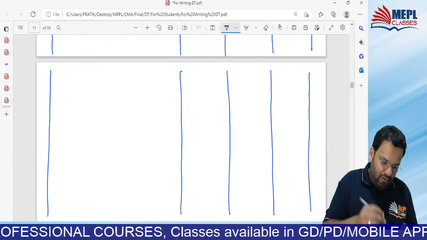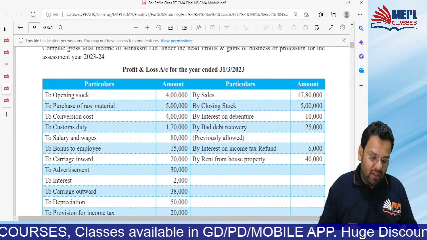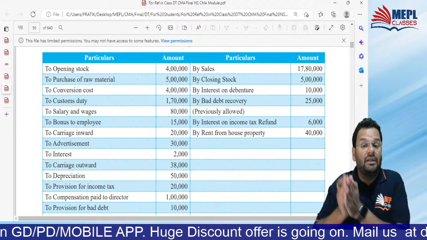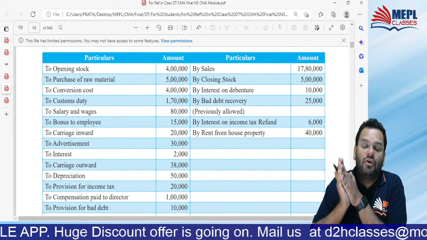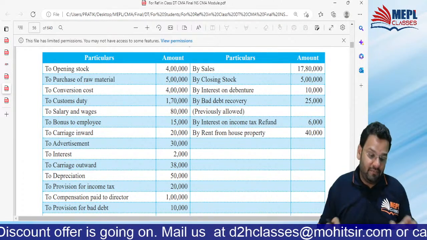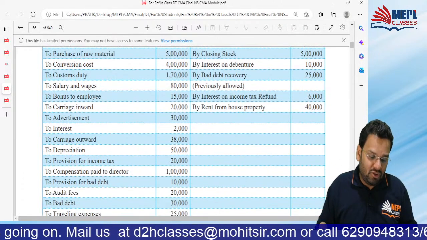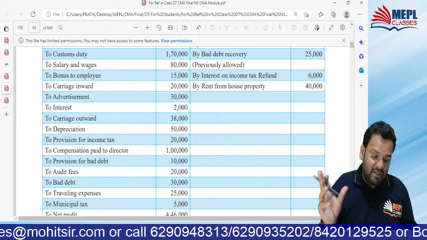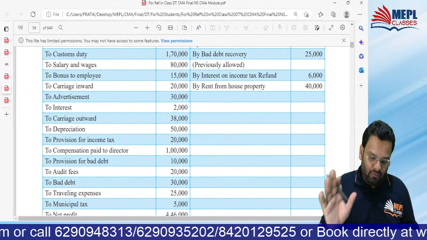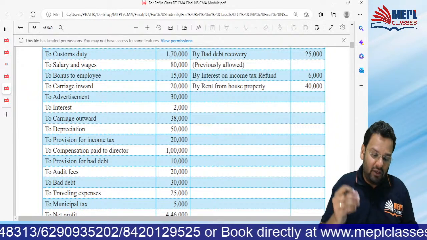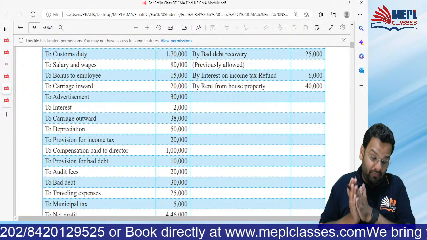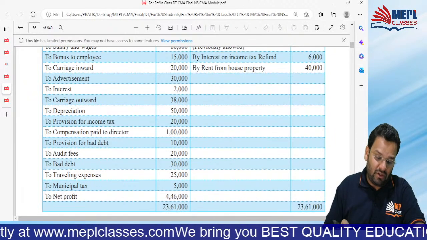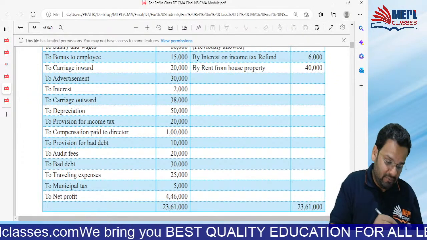Start with the debit side. We had discussed this in detail in the second session. So guys, if you have not watched the second session, do watch it. Opening stock is okay, purchase of raw material is okay, conversion cost is okay, customs duty has some adjustment, so we will go to that. Salary and wages is okay, bonus to employee prima facie is okay, carriage inward prima facie okay, advertisement okay, interest okay, carriage outward okay, depreciation.